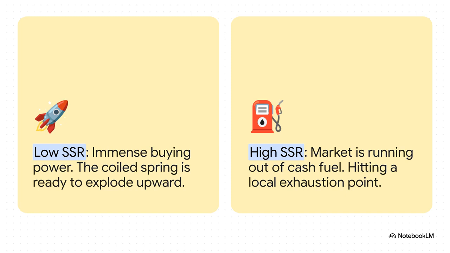explosive upward pump. But then, on the other side, you have a high SSR, the exhaustion zone. This means Bitcoin's market cap has completely outgrown the stablecoin supply sitting on the sidelines. The market is literally running out of cash fuel. When you see this happen, you know for sure the rally is likely hitting a local exhaustion point.